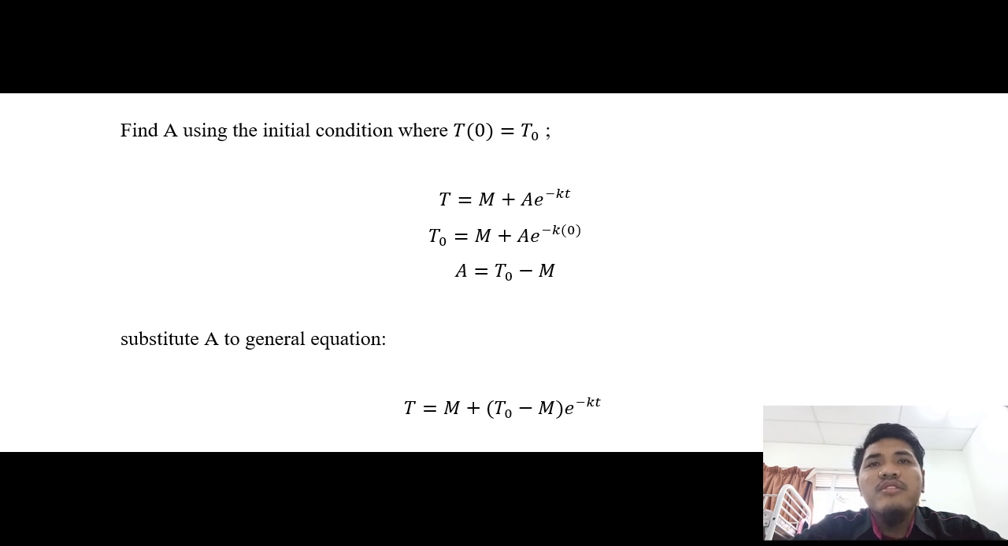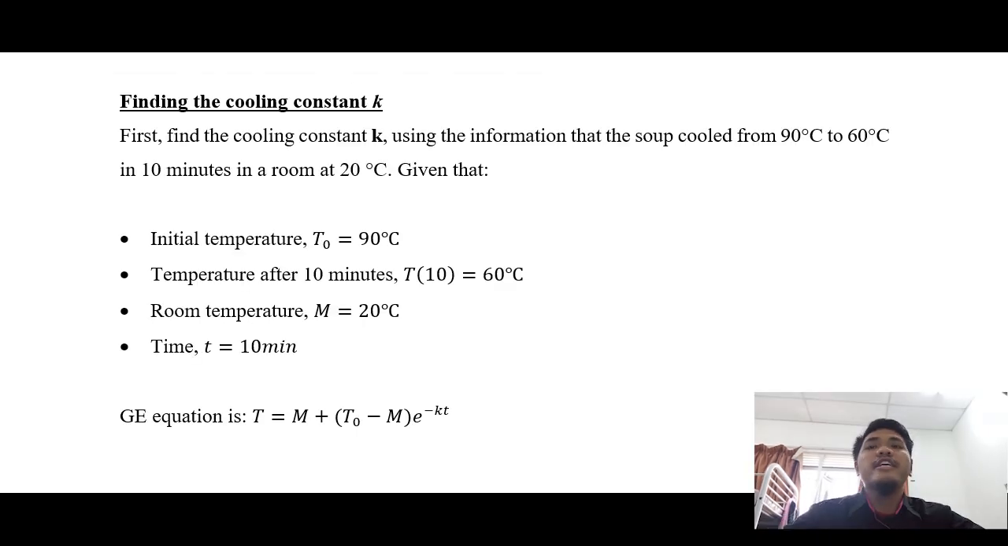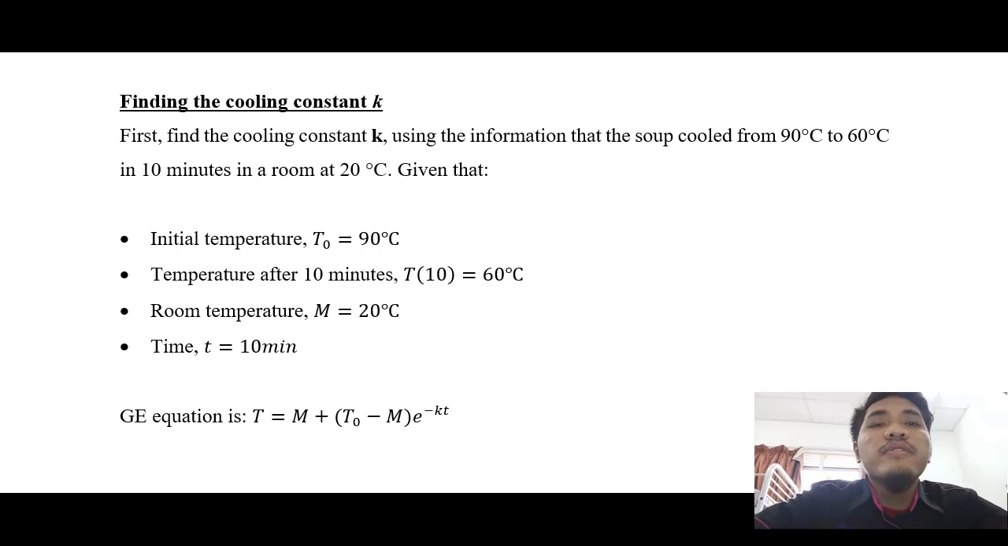So we substitute into the GE, we get the initial problem equal to M plus A e power of 0. We know that exponent 0 equal to 1 and A equal to T0, the initial temperature, minus M. We substitute back to the GE, and the final GE we get T equal to M plus (T0, initial temperature, minus M) multiplied by exponent power of negative kt. Okay, next we must find the constant k using the formula that is given to us.